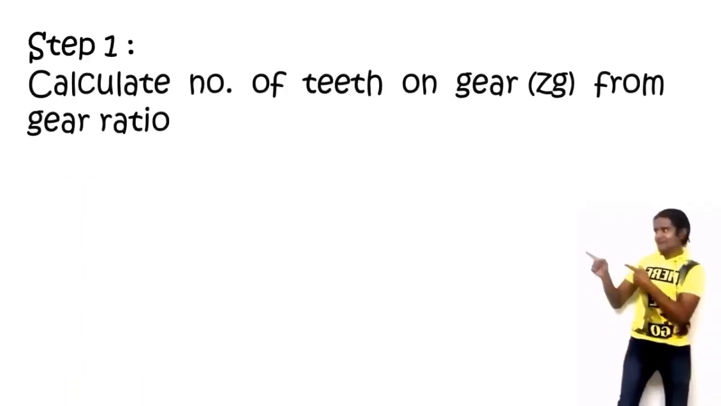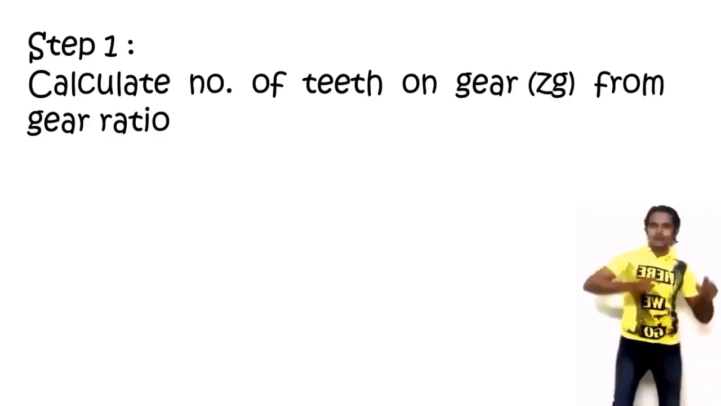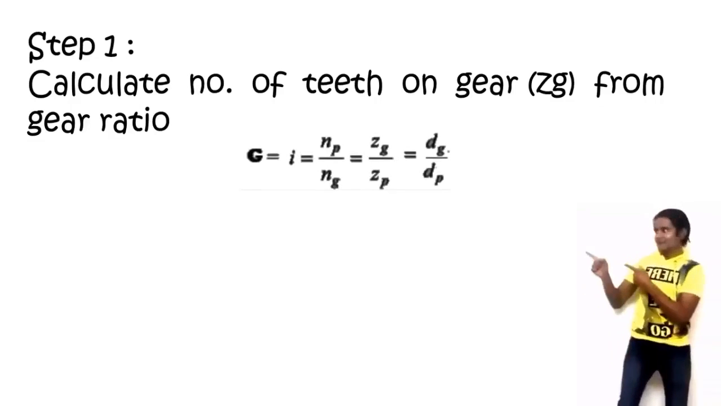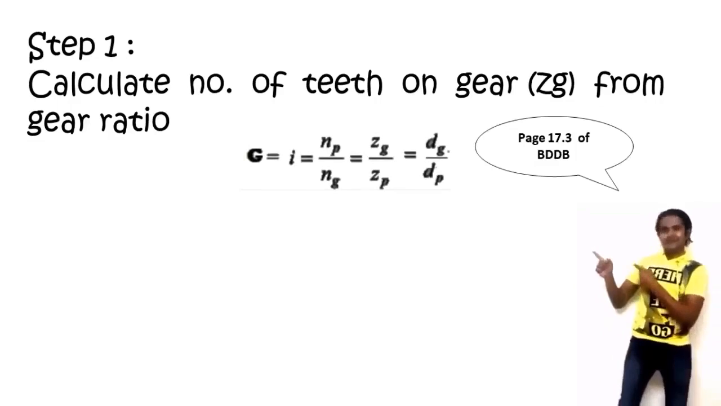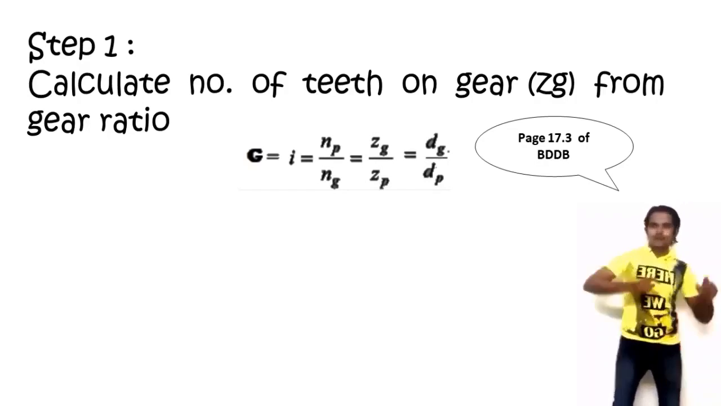Now the first step is to calculate the number of teeth on gear, ZG. Z is number of teeth and G is gear. So calculate the number of teeth on gear ZG from gear ratio. Gear ratio, in some books it is referred to as G, in some books it is referred to as I. In Bhandari design data book on page number 17.3 you can find this formula.